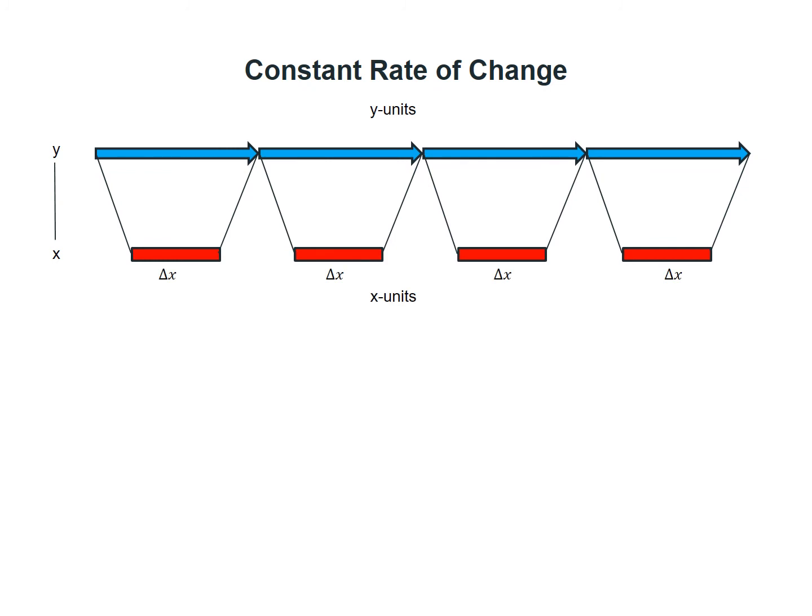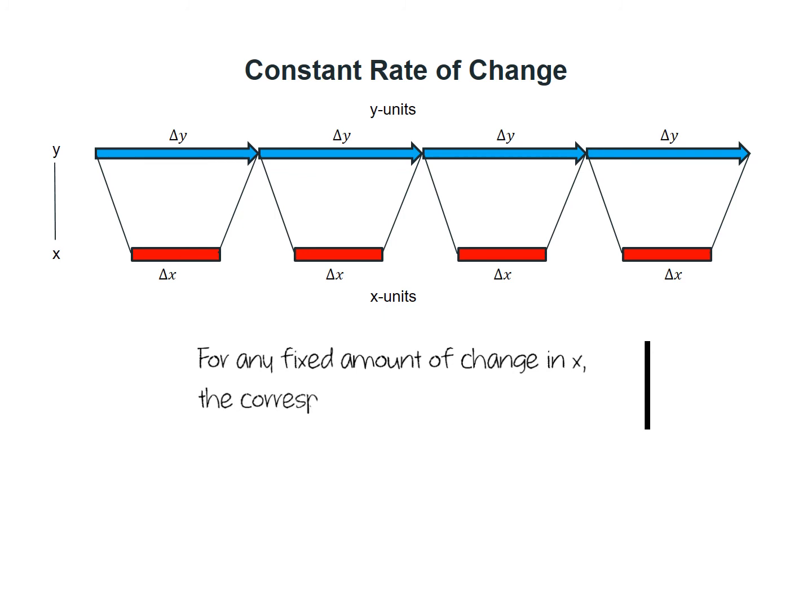Here, we want to see, for any fixed amount of change in x, what is the amount of change in y? In this case, the amount of change in y is the same for each interval. So, for any fixed amount of change in x, the corresponding change in y is constant. And this also means that there is a specific multiplicative relationship between these amounts of change.